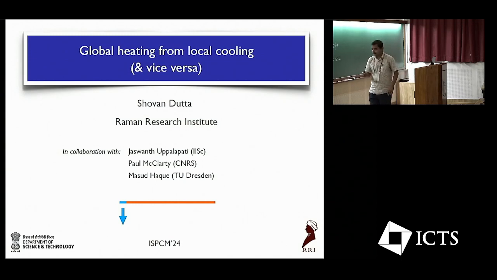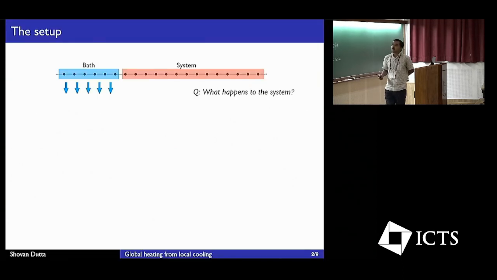That's what I'll talk about. Okay. So the setup is basically, as I said, some lattice system, let's say some spin chain, which is coupled to some other sites, which I'll call the bath sites. There can be a finite number of sites here which are being actively cooled to their own ground state.